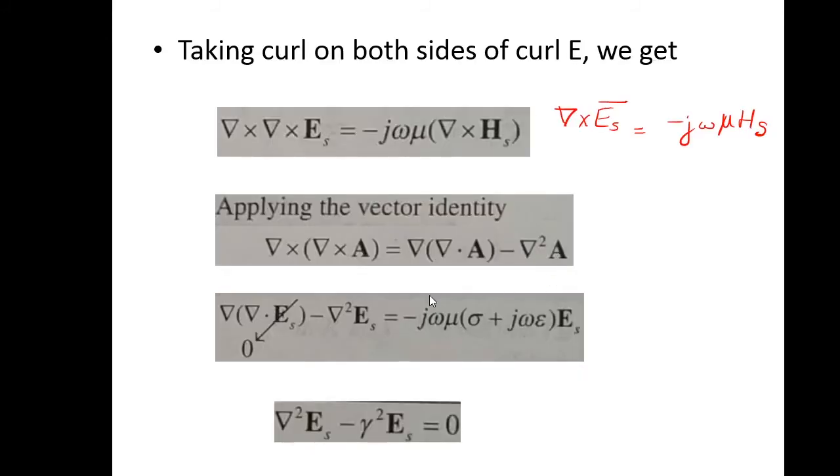Here you take this part as gamma square. So gamma square is equal to j omega mu into sigma plus j omega epsilon. This is a very important equation. So gamma will be equal to square root of j omega mu into sigma plus j omega epsilon. This is a very important equation.